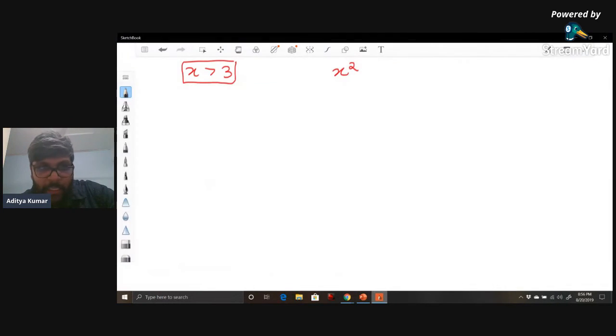Okay, think about it, guys. What I've given you is x is greater than 3. And I'm asking you, what should be the range of x squared? Don't directly do things, plot them on the number line, please. Understand the visual representation, then tell me the range for x squared.